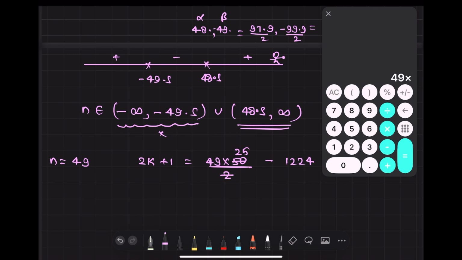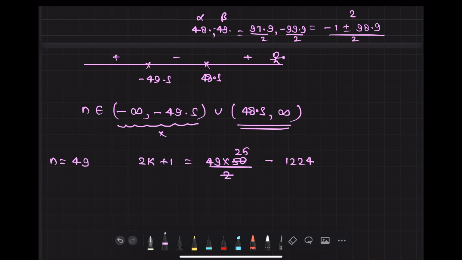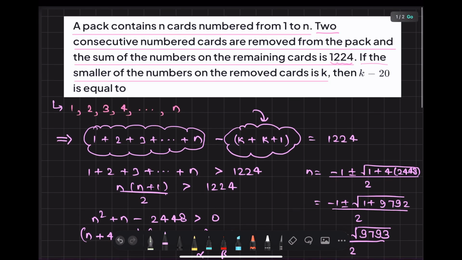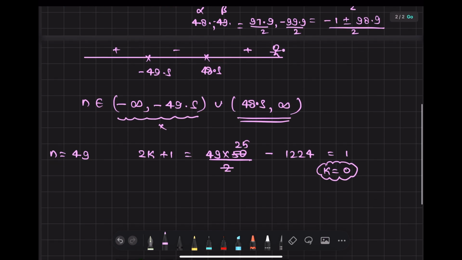49 times 25 is 1225, and look at this. So it is 1225. So 1225 minus 1224 is 1. Correct? So the value of k will become 0. So in this case you got k as 0, which is not possible. They are saying that from this deck of cards k and k plus 1 is being removed. So the minimum is 1, but here k is getting 0.